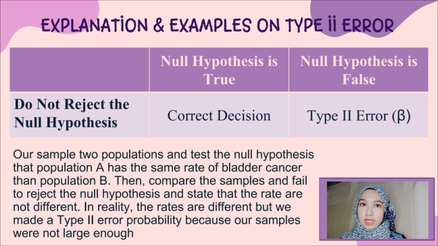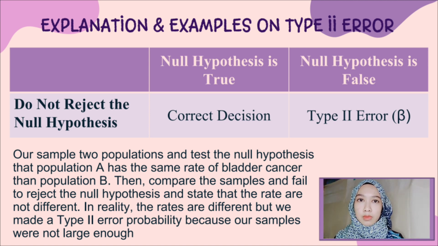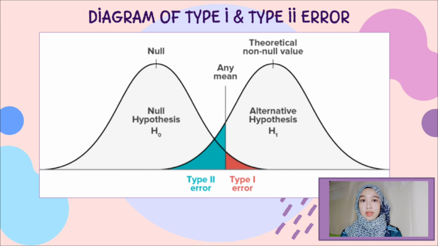Let's look more at the explanation and examples of type 2 error. As we can see in the table above, when the null hypothesis is true, it will be a correct decision, and if the null hypothesis is false, it will be the type 2 error, or beta. For example, I sample two populations and test the null hypothesis that population A has the same rate of bladder cancer as population B. Then I compare the samples, fail to reject the null hypothesis, and state that the rates are not different. In reality, the rates are different, but we made a type 2 error because our samples were not large enough.